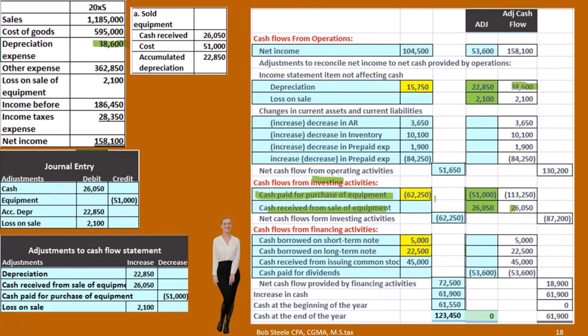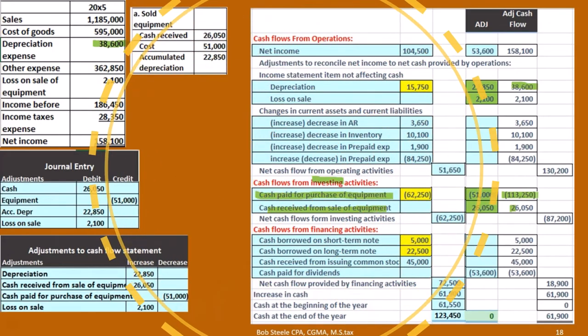So this was the original change. We're gonna put that 51 as a negative and say that if we paid all cash for the equipment that we purchased, we must have paid $113,250 for it. Now again, that might not be the end of the story, because we could have financed part of that, or there could be other transactions involved. But we're gonna make that adjustment here.